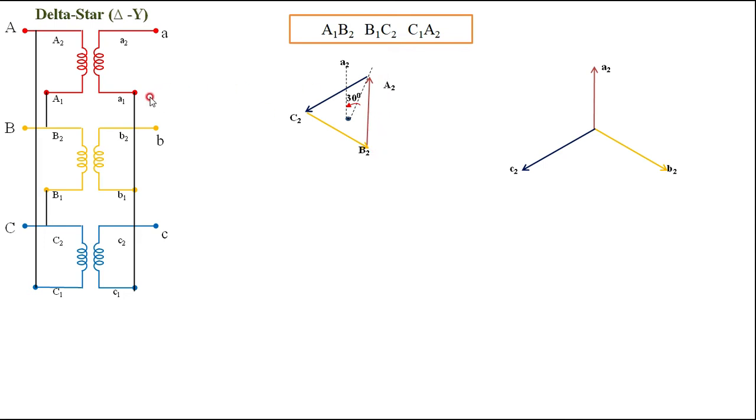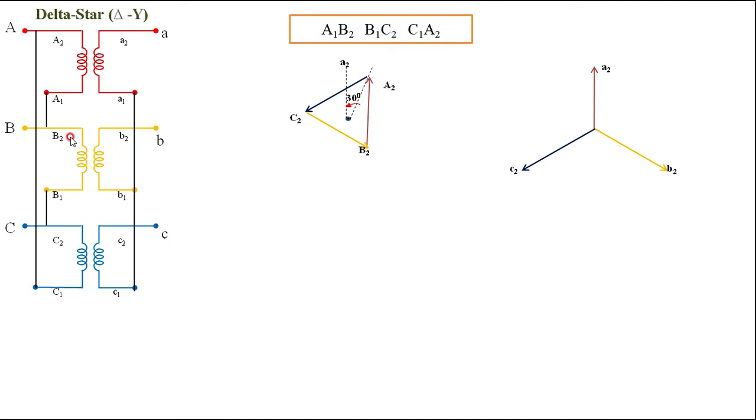This is A2, that is, the potential rise is from A1 to A2. Therefore, I am drawing first, taking the phase as R, that is A1. Then we know that there is A1 B2. First I am taking A1 A2. This is A1 A2 that I have shown here first.